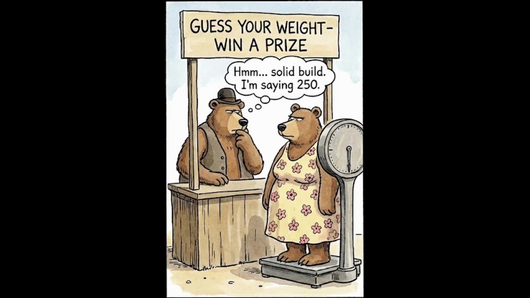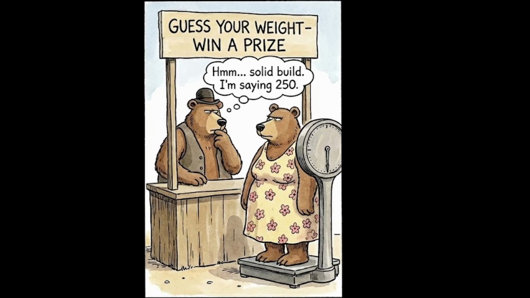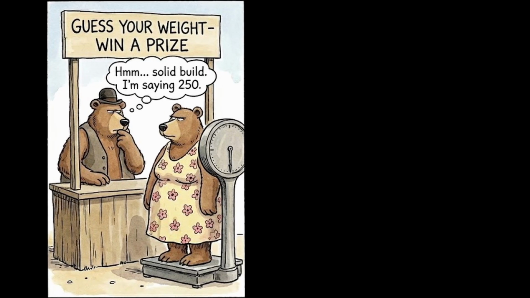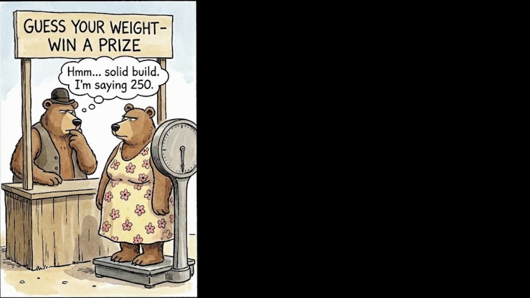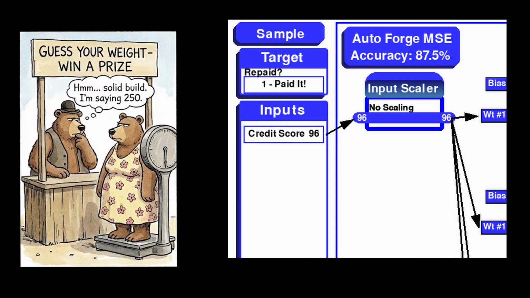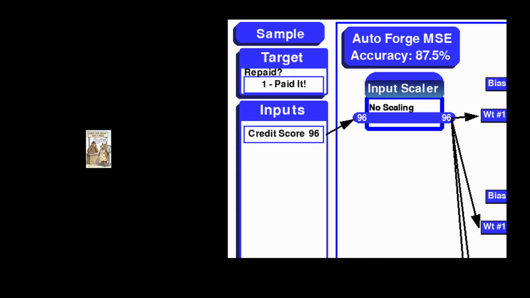Now, if multivariable calculus is your jam, you can approach it that way, but I see it more as a brute force operation. At its heart, it's just three simple steps repeated over and over. Step 1, predict. Look at the input and make a guess. The bear sees solid build and predicts 250 pounds. In our network, this might be credit score is stellar, predict the loan will be repaid.